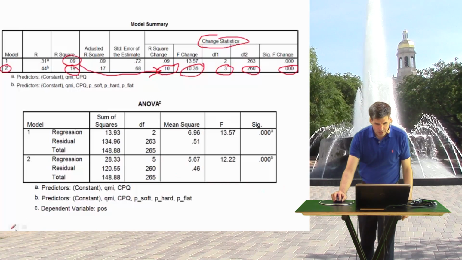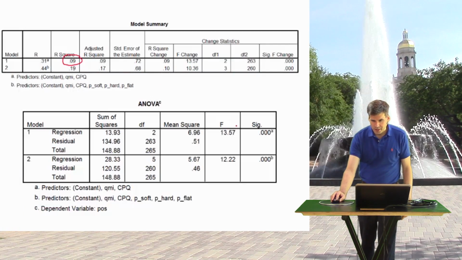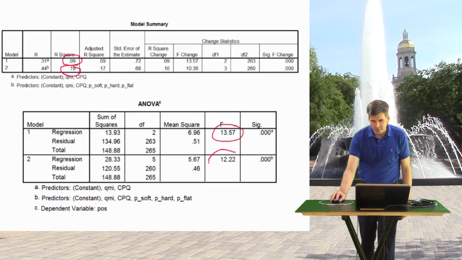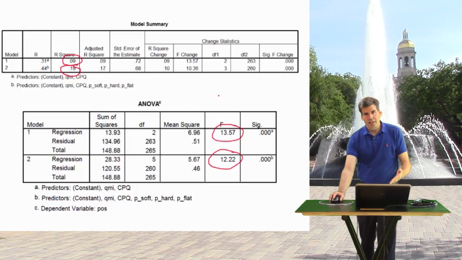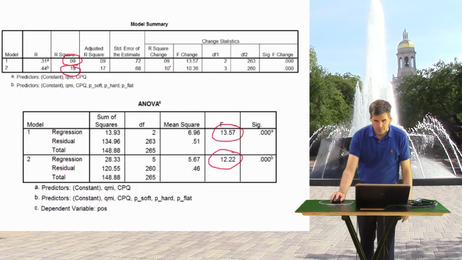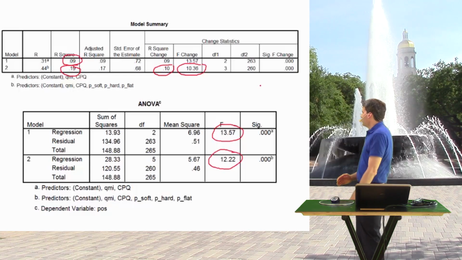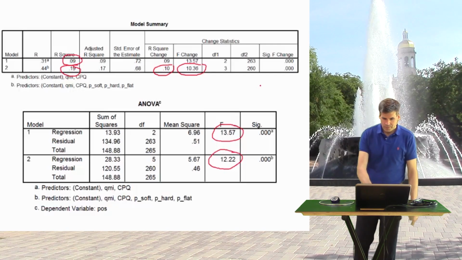So we have 3 types of omnibus effects we can look at on this page. What's the total effect explained at step 1? 9%, and our F value is right there. What's the total effect explained at step 2? 19%, and the F value is down here, 12.22. And what is the additional variance explained going from Model 1 to Model 2? An additional 10%, and the F change is right there, 10.36. So we can address all 3 of those questions with this output on this page.